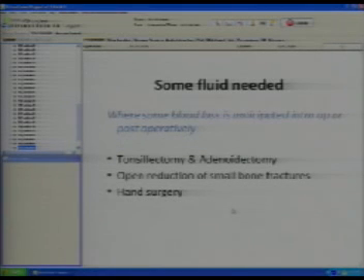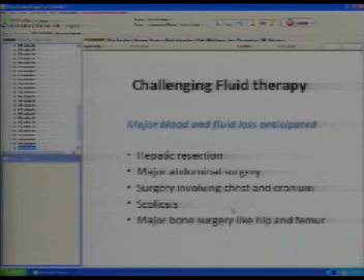Some fluid is required in tonsillectomy, adenoidectomy, open reduction of bone fractures, hand surgery, but challenging fluid requirement is only in a very small number of cases like hepatic resection, major abdominal surgery, surgery involving chest, neck, cranium, scoliosis, and major bone surgery like hip and femur.